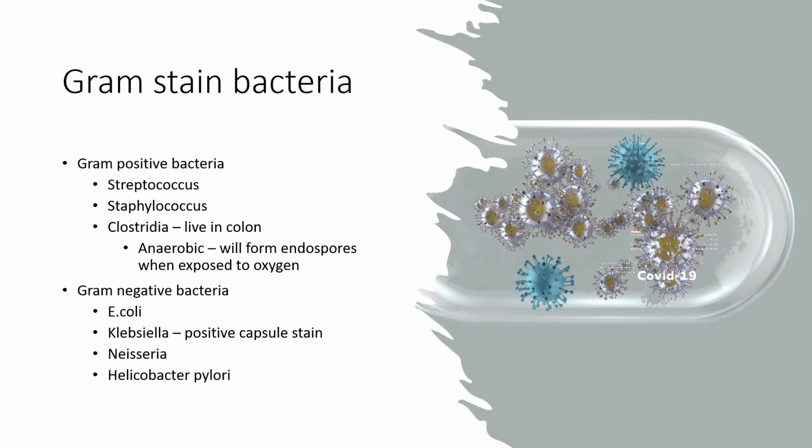All right, some different types of gram stain bacteria. So gram-positive bacteria, you've got your strep, your staph, Clostridia, which lives in your colon. And then you have your gram-negative bacteria, your E. coli's, your Helicobacter pylori, your Neisseria. Make sure that you are aware of what type of bacteria falls under positive or negative.